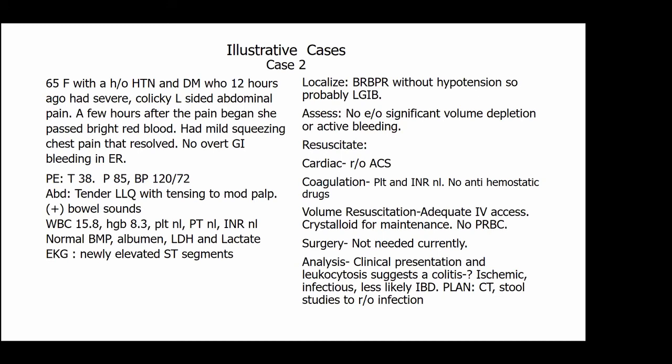So how do we analyze this? Well, the clinical presentation and the leukocytosis suggest a colitis, an inflammation of the colon. Maybe ischemic, she is a woman, which puts her a little bit more at risk. Infectious, less likely IBD. So I think that a reasonable plan here would be to get a CT, looking for evidence of colitis, as well as stool studies to rule out an infection.